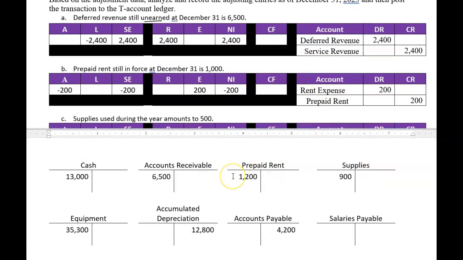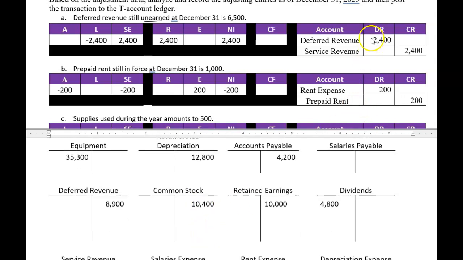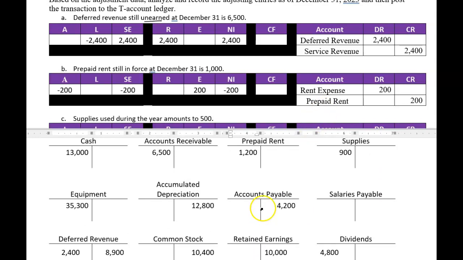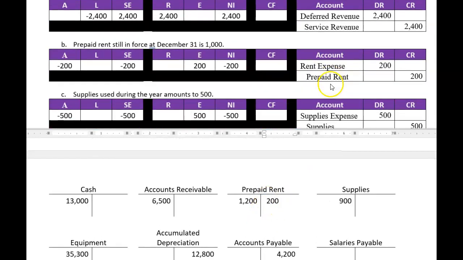So we're going to go through each one of these really quickly and post them to the ledger. Remember, it's a 1-for-1. Debits go on the left, credits go on the right. Deferred revenue, go down to the deferred revenue account. Notice that is a debit, so we're going to place a debit in deferred revenue of $2,400. Service revenue is a credit of $2,400. So we're going to go in and credit service revenue $2,400. Rent expense is going to increase by $400, so let's go throw that in there. And then prepaid rent is going to be decreased by $200, so get that in there.